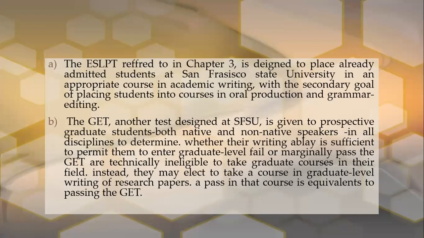The GET, another test designed at SFSU, is given to prospective graduate students, both native and non-native speakers, in all disciplines to determine whether their writing ability is sufficient to permit them to enter graduate level work. Those who fail or marginally pass the GET are technically ineligible to take graduate courses in their field. Instead, they might elect to take a course in graduate level writing of research papers. A pass in that course is equivalent to passing the GET.